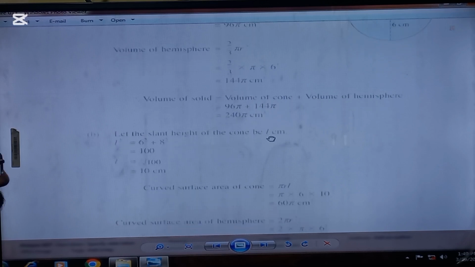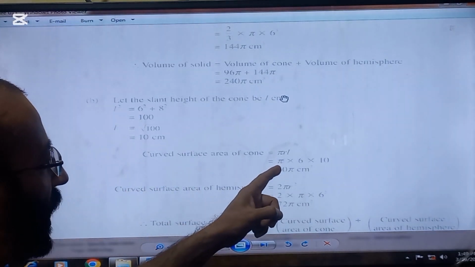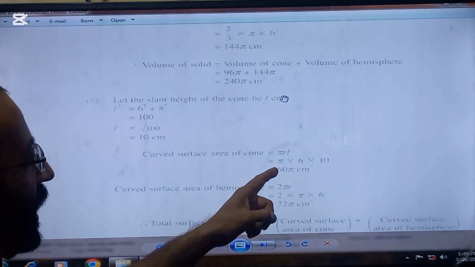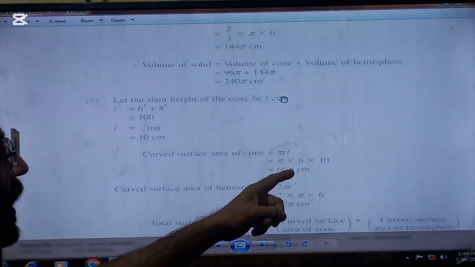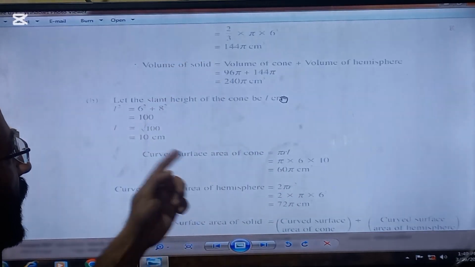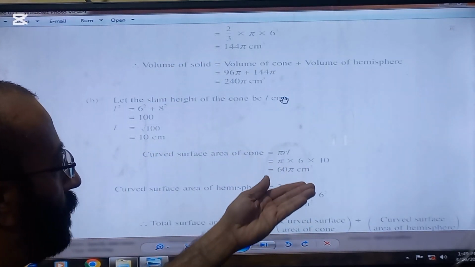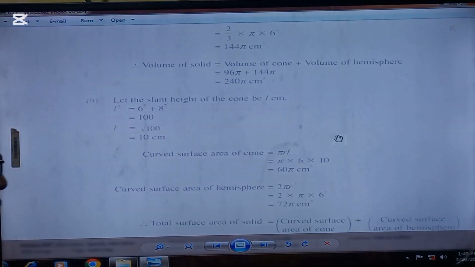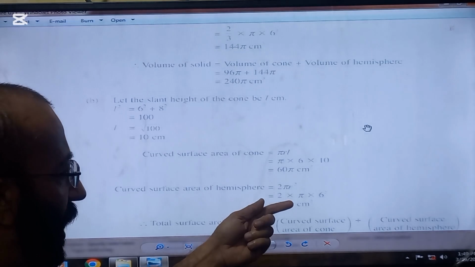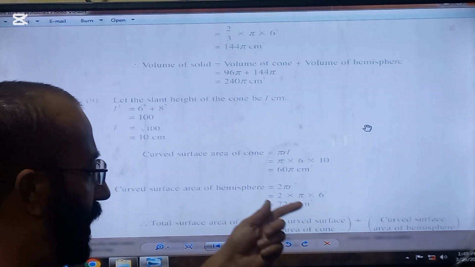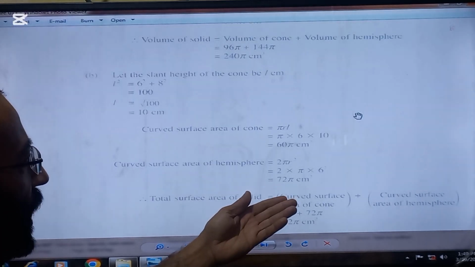At this step, now apply the formulas. The curved surface area of the cone formula is pi r L. Pi will remain as it is because we are required to give the answer in terms of pi. R is 6 and L we have just found, that is 10. Apply these values in the formula, use the calculator, and the answer will be 60 pi. Now the curved surface area of the hemisphere, formula is 2 pi r squared. Apply the value of r in this formula, use the calculator, and the answer will be 72 pi.